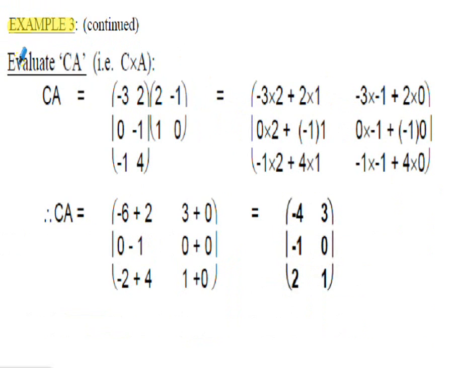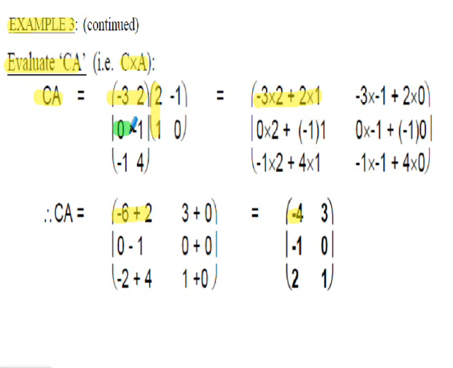Example 3 continued. We're asked to evaluate CA, that's matrix C multiplied by A. Now here we'll find that we can multiply matrix C by matrix A because we have the same number of elements in a row in matrix C as we do in a column in matrix A. So we can now multiply a row by a column to give this solution here, follows through here and to here.